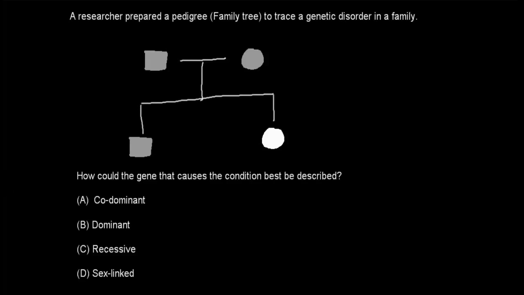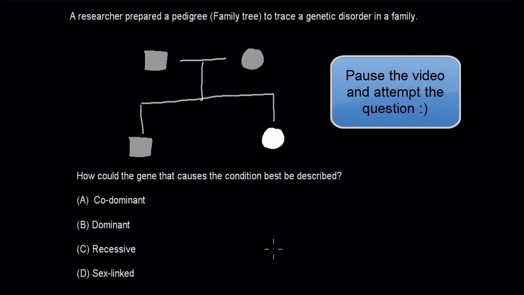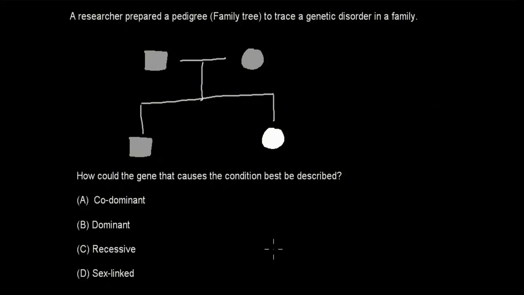The first question is, a researcher prepared a pedigree, a family tree, to trace a genetic disorder in a family. How could the gene that causes the condition best be described? A, codominant, B, dominant, C, recessive, or D, sex-linked? Pause the video and attempt the question. Welcome back. The answer is B.